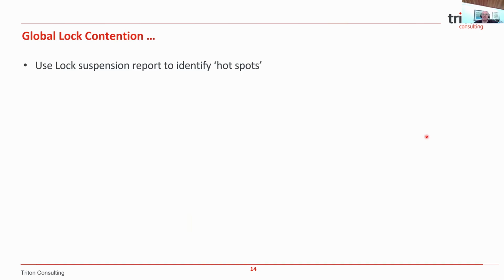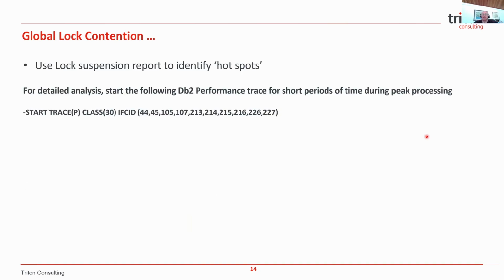If you want to try and identify the hotspots from a locking perspective, then one thing to do for a short period of time is to start a performance trace. In this case, it's performance trace class 30, which is a user-defined performance trace, and collect these IFC IDs.